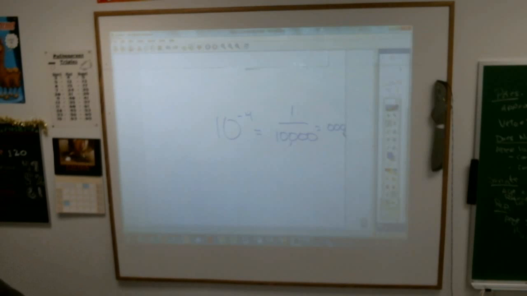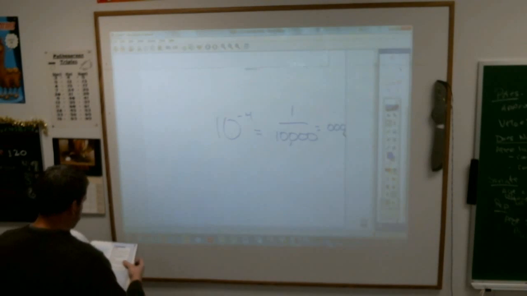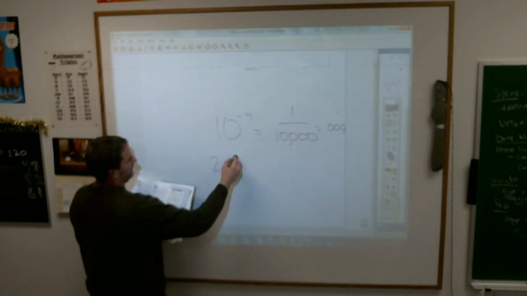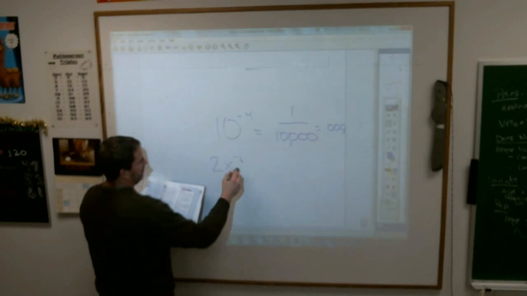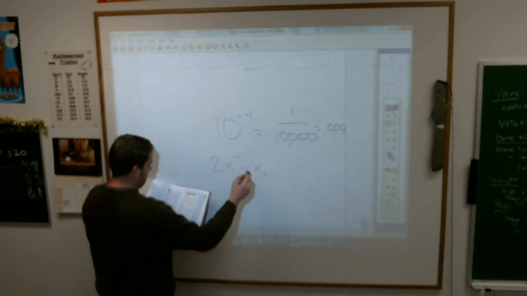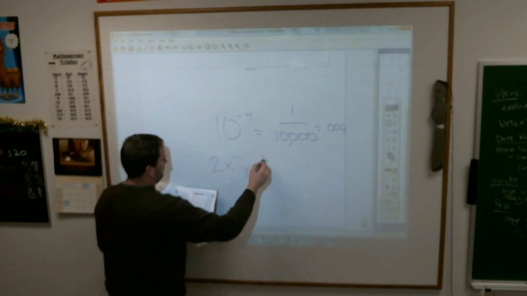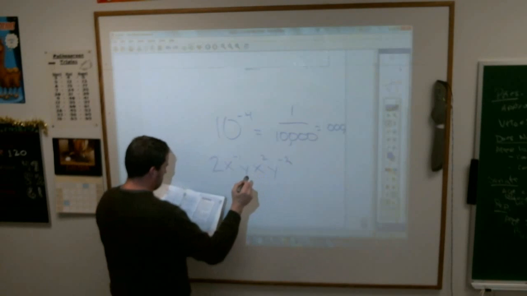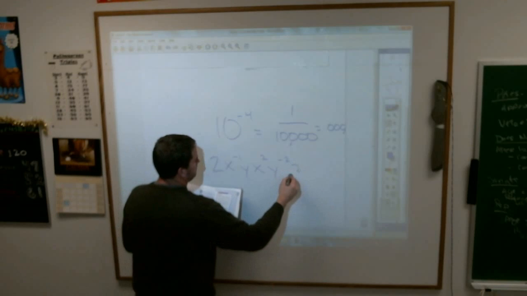Now, here's where you're going to amaze and confound your friends. What if you were given this, right out of the book: 2 times x to the negative 1st power, y, x to the 2nd power, y to the negative 2 power, z.